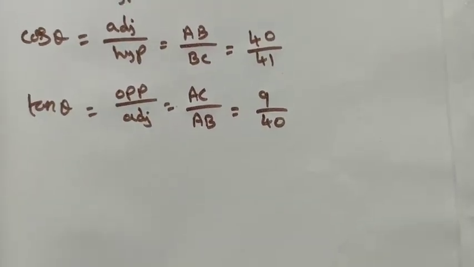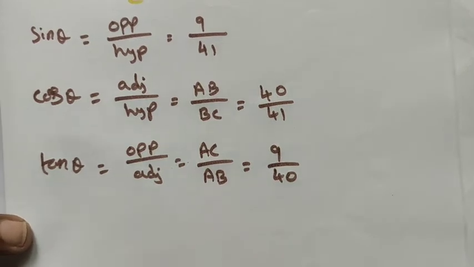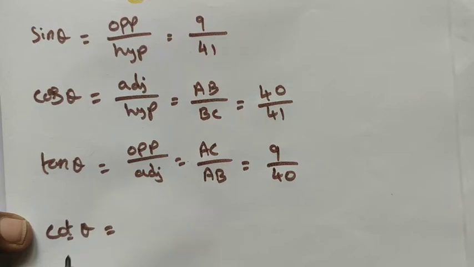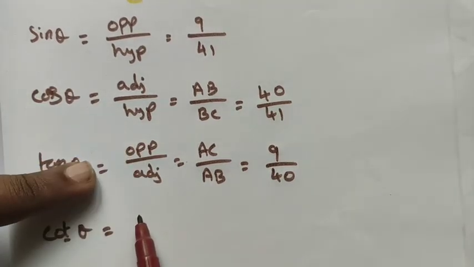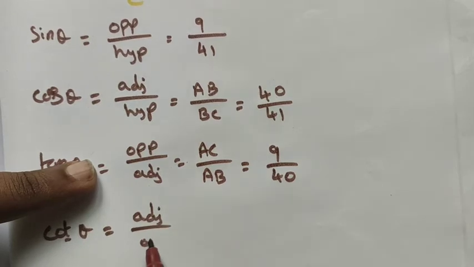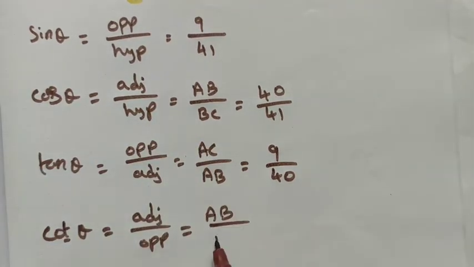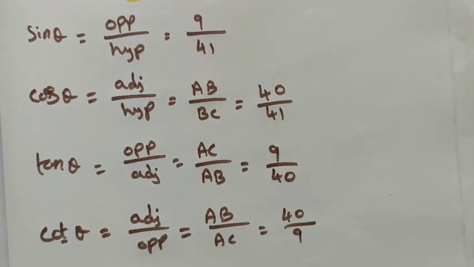Only the three ratios are enough to find the remaining three ratios. We don't want any diagrams or anything. See, cot theta, third letter is T, the reciprocal of tan. Just turn this: adjacent divided by opposite side. Then we have AB divided by AC, and the result will be 40 divided by 9.